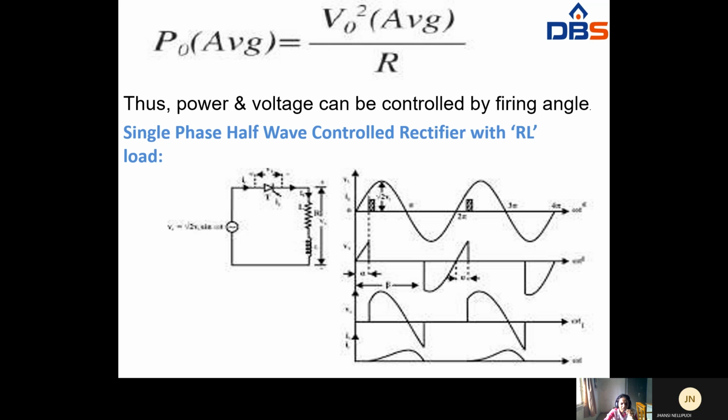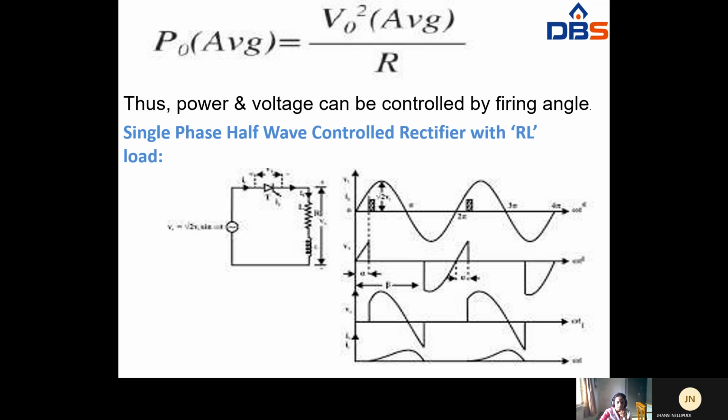So here P naught, P average, the output power, V average equals V average squared by R. Thus the power and voltage can be controlled by the firing angle. Okay. Next, the single phase half wave rectifier with RL load.